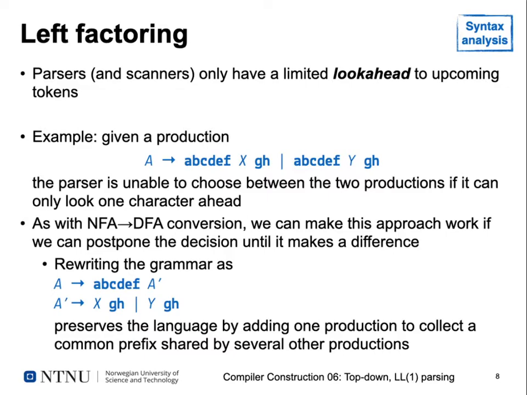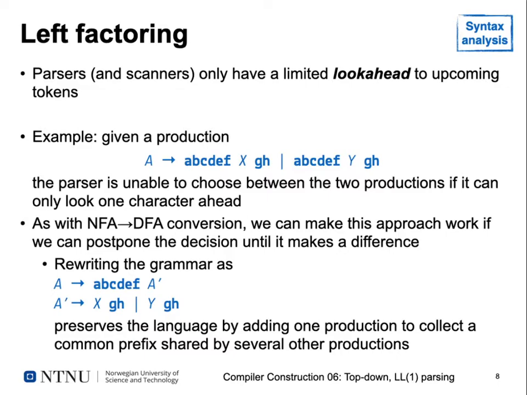So we're looking at common prefixes, and that's very similar. The idea behind this is very similar to our conversion from NFAs to DFAs. So what we do is we try to postpone the decision which of the rules to take until it really makes a difference. So what we can do is we can rewrite this production here to A is resolved to A, B, C, D, E, F, and then something we call A prime. And A prime then can have either a resolution to non-terminal symbol X and GH or non-terminal symbol Y and GH. So this preserves the language, so it's the identical language that's recognized here.